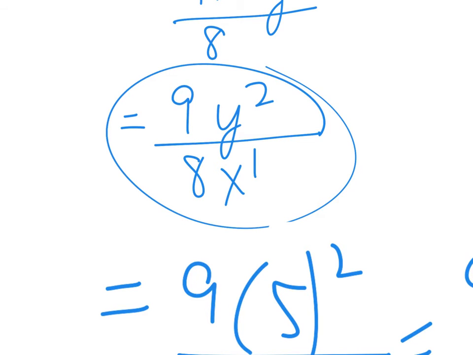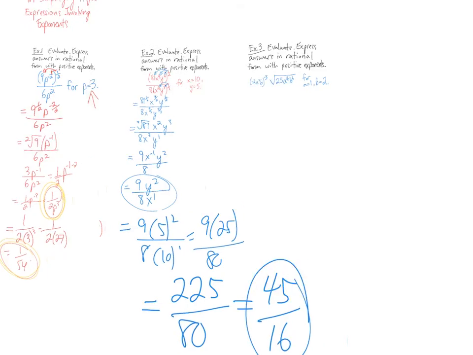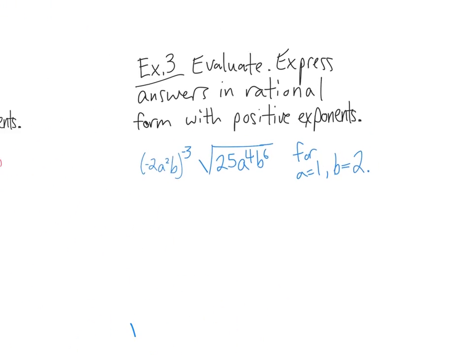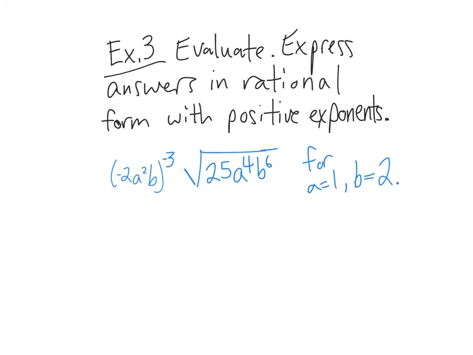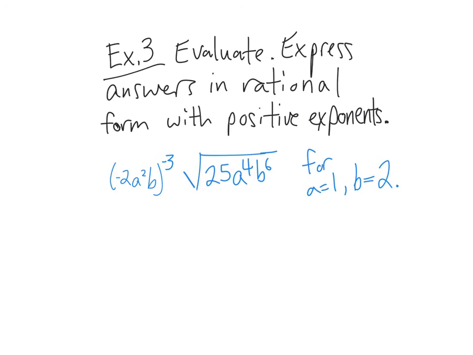Okay, and finally, example 3. Evaluate, express answers in rational form with positive exponents, and we have our third example here. So let's begin. Let's change the color up, and we have a negative 3 exponent on that bracket, so let's distribute it in. Actually, let's turn it to a positive exponent and then distribute it.